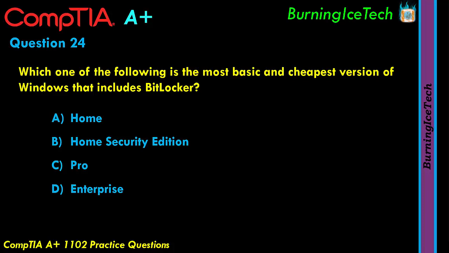Or you can go down the ladder until you find a version of Windows that no longer comes with BitLocker. So Home and Home Security Edition do not include BitLocker. Those are cheap versions, but they don't include it. So it's going to be between Enterprise and Professional. Both of them include BitLocker, but out of those two, which one is the cheapest one?